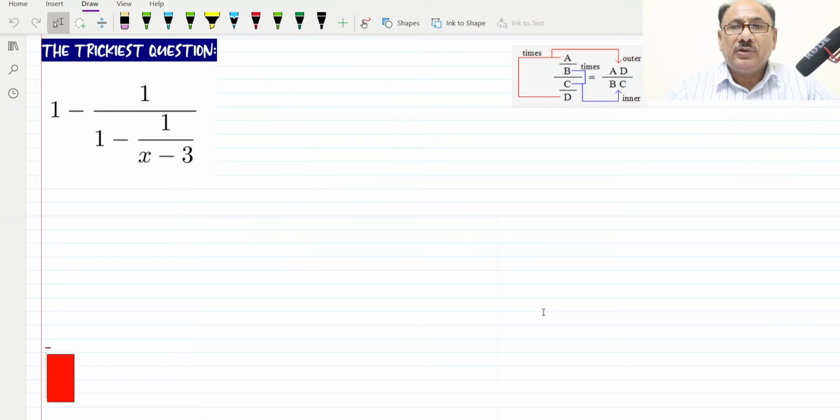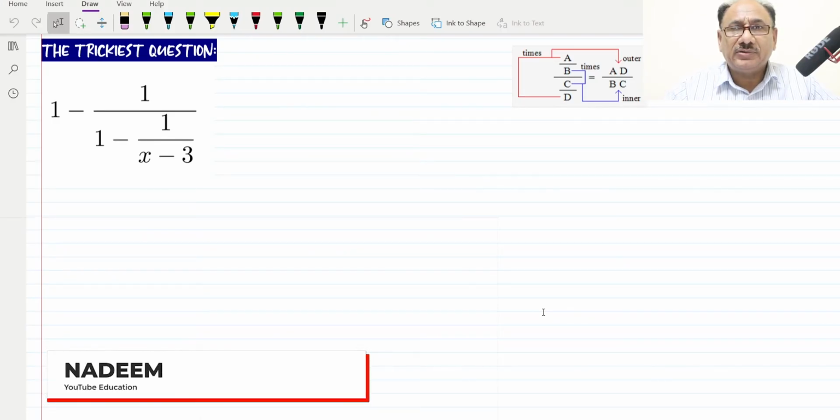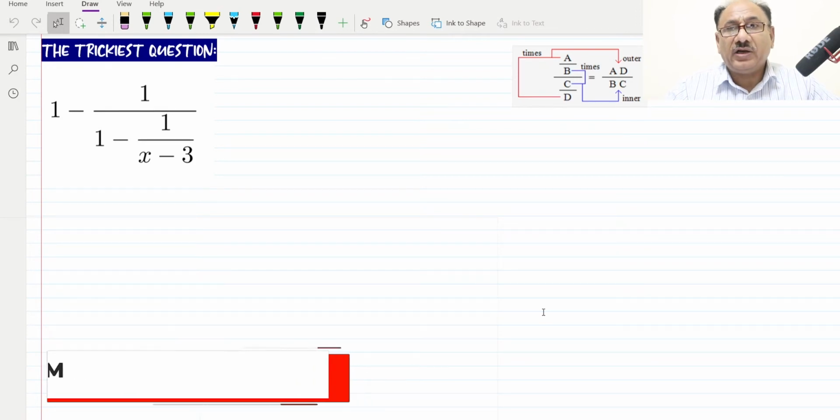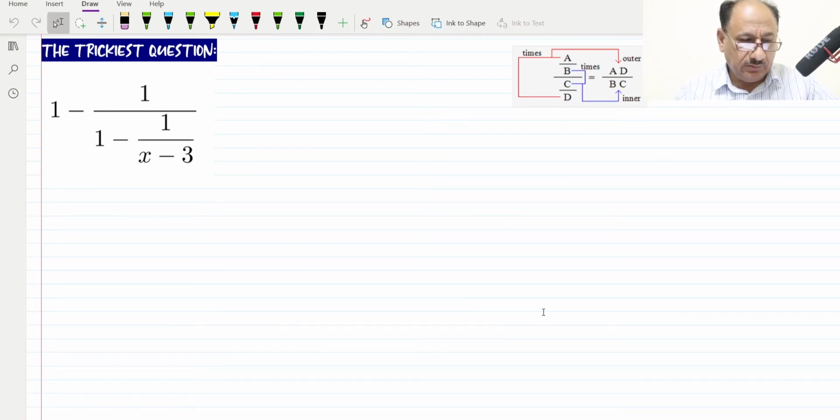Hello everyone. Today we'll be going through a very interesting and tricky question, which is a fraction over fraction question, and this will be very disturbing for so many students. Fraction over fraction is a technique you should learn. So I will explain fraction over fraction first, then we will move to the question.